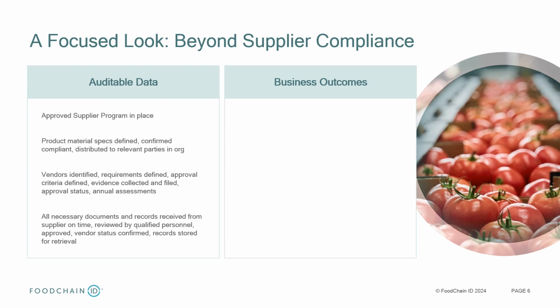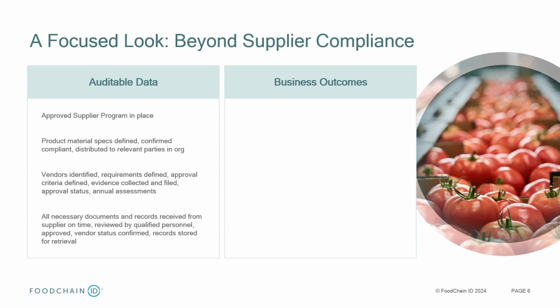So we've got an approved supplier program in place, and we've got evidence of that. We've got product material specs defined, confirmed compliance. We've got all that information being distributed to the relevant parties in the organization. Those things are going to be in place, and that's going to be what compliance looks like.